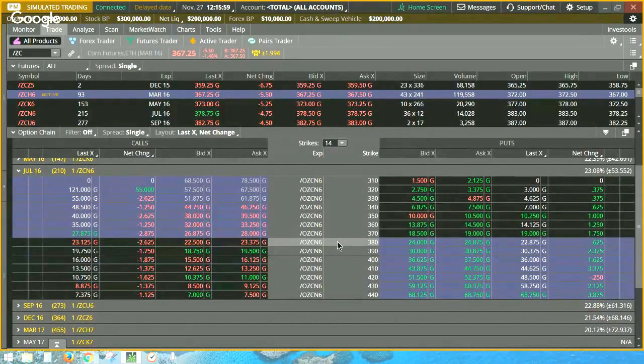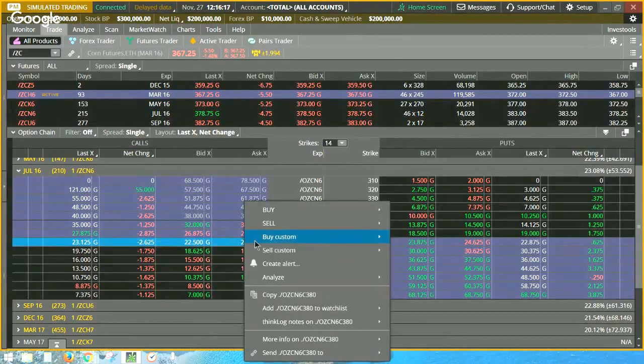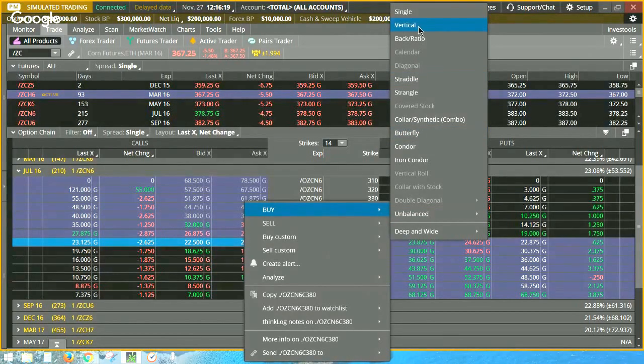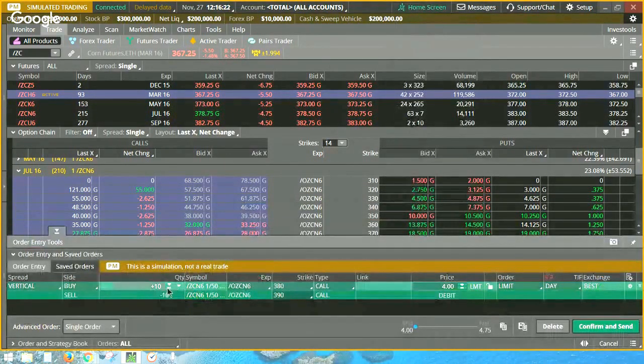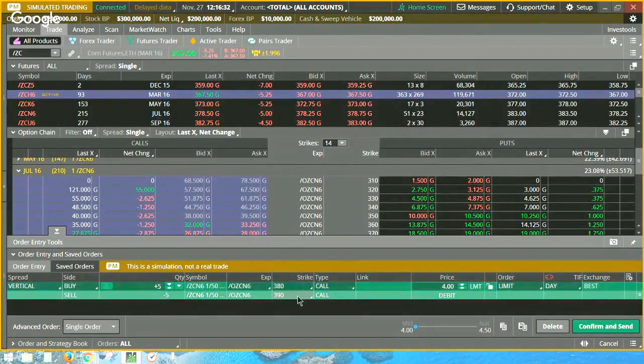Our first strategy was to sell 25,000 bushels of grain to the elevator, and then buy an in the money call and sell an out of the money call. This is called a vertical call. So we're going to go over here to the calls side, right click on the buy, and go to buy, and then vertical. Because we're hedging 25,000 bushels, we're going to do 5 contracts here, buy and sell vertical. We're going to do the 380 call in the money, and then we're going to sell the 420.